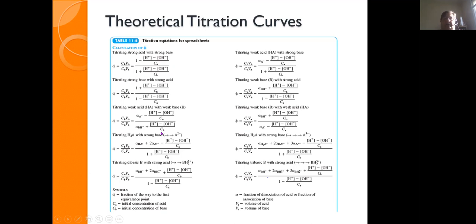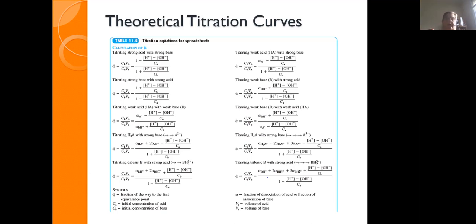And when we get into the weaks, we have weak acid with strong base, weak base with strong acid. We have a weak acid with weak base. If we keep going down, we can get into H2A and H3A and then dibasic and tribasic. All of these, you can see if you look at the equations, they all have alphas in them. So alpha for BH plus, alpha for A minus. And to calculate alphas, we need the pH and we need Ks, so Ka's or Kb's.